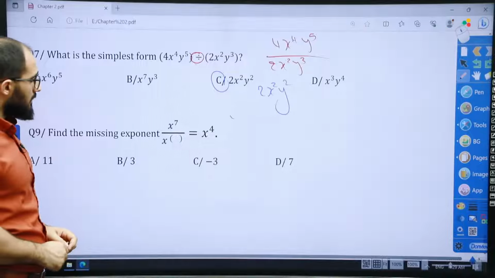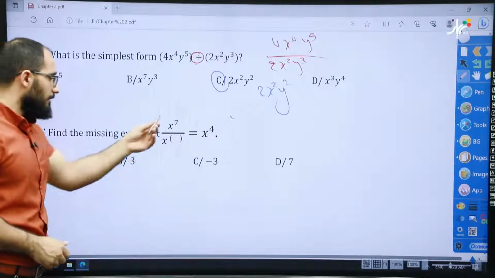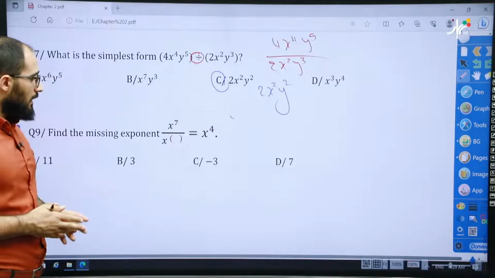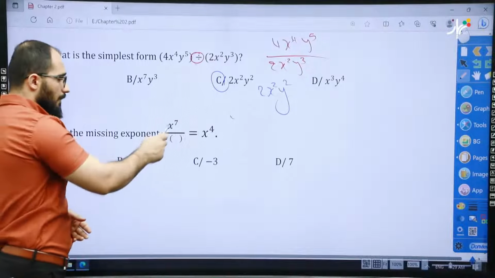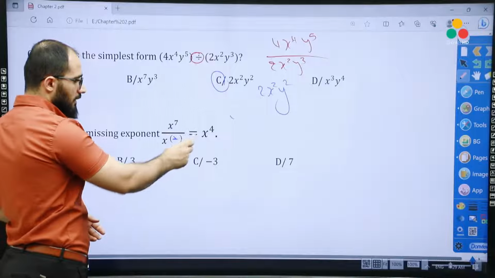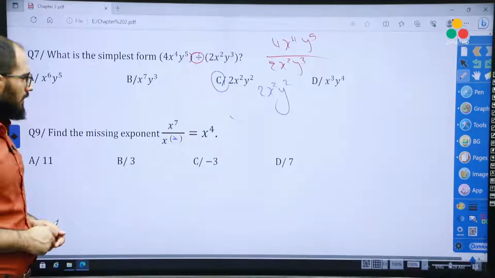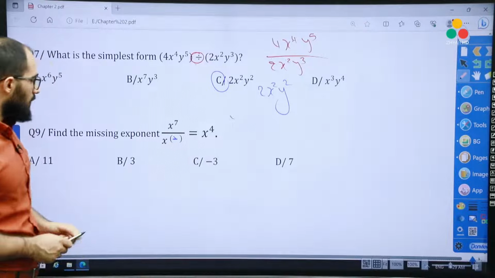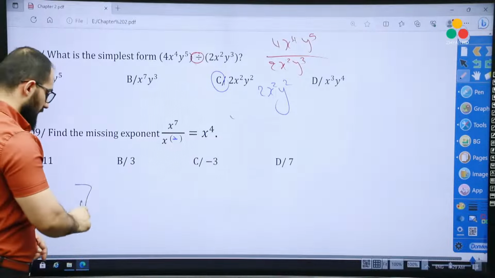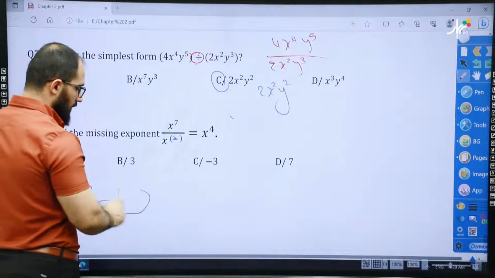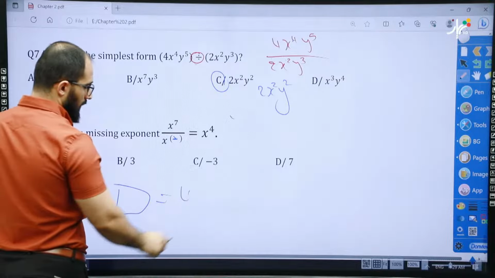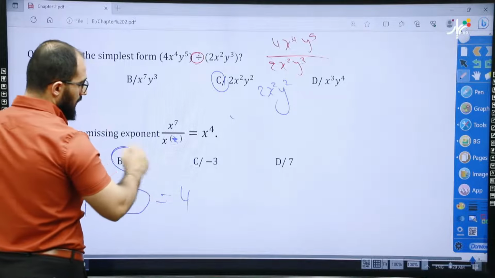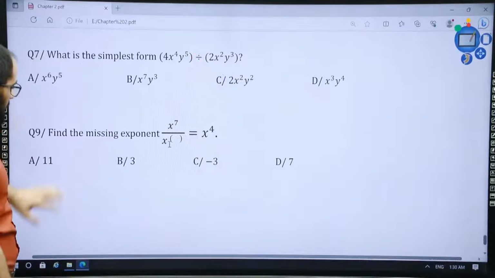Question 9 says, find the missing exponent. I told you if you have dividing powers, we are going to subtract them. So 7 minus what number here? It's going to be 4. So the correct answer is 7 minus what number? It's going to be 4. Of course, it is 3. So the missing exponent is 3.